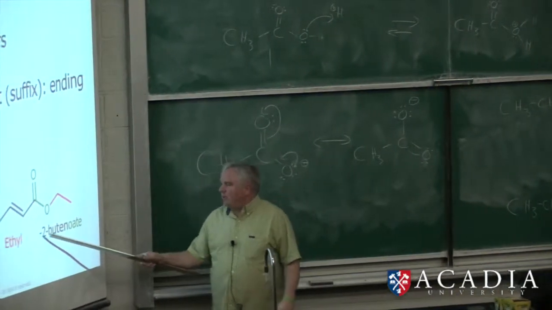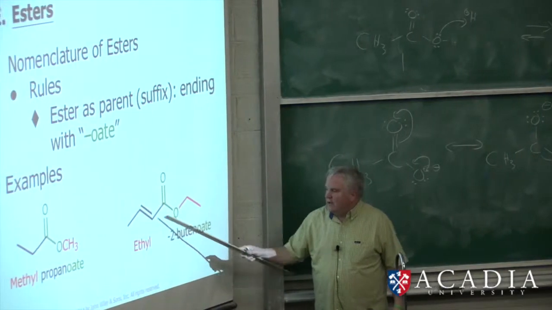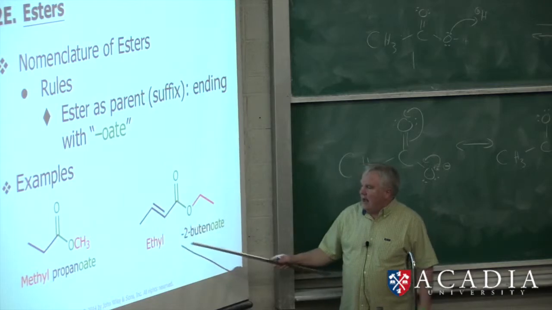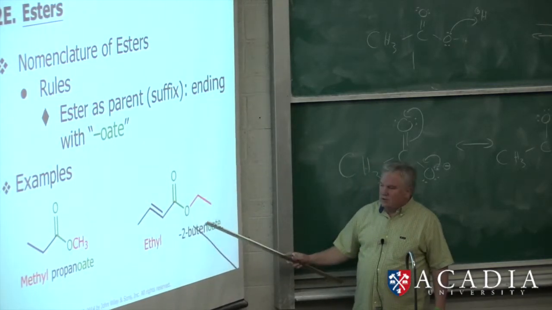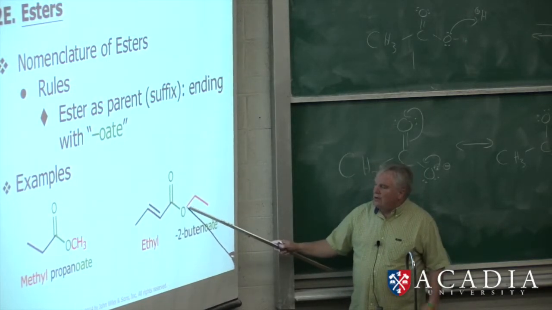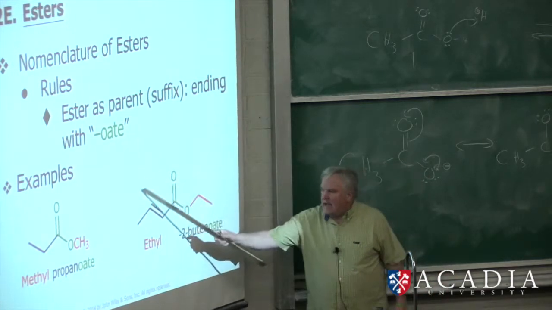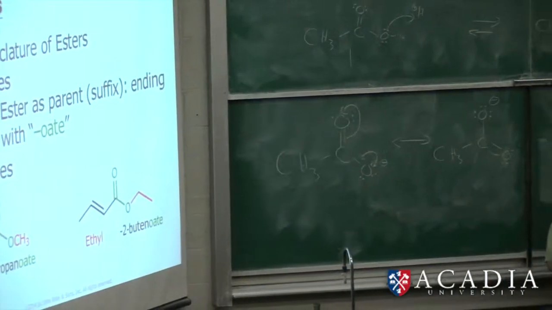Here we have ethyl 2-butenoate, right? Again, the 2 is indicating the carbon-carbon double bond, and the ethyl is indicating that this is an ethyl group. So the alkyl functionality we name is bonded to that ether-like oxygen, and then the rest of it is named as the anion of a carboxylic acid.